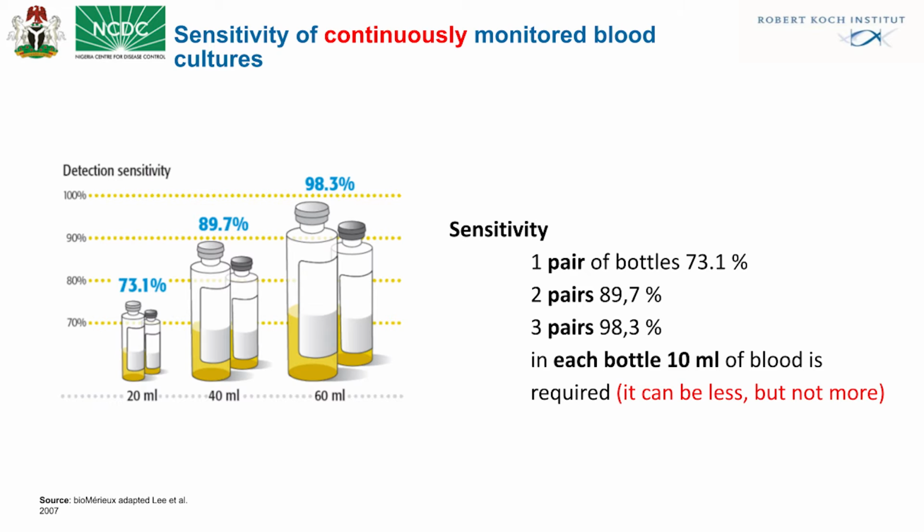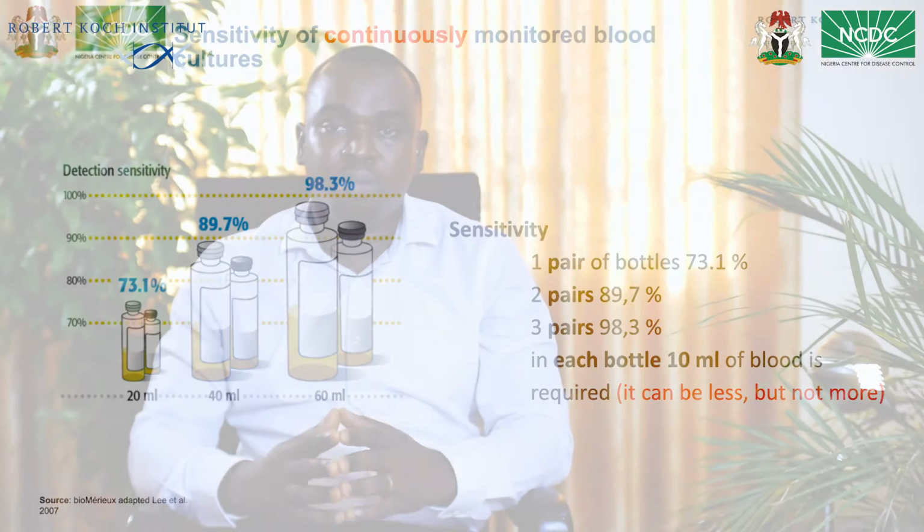Studies show that collecting one pair of bottles has a sensitivity of 73.1%. Collecting 2 pairs of bottles has a sensitivity of 89.7%, while collecting 3 pairs increased the sensitivity drastically to 98.3%. In each bottle, at least 10 ml of blood should be collected. It can be a little bit less, but not more, especially for the pediatric bottles.